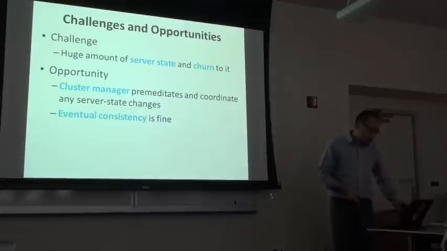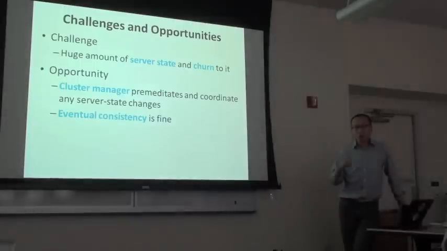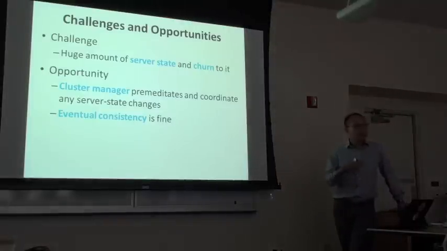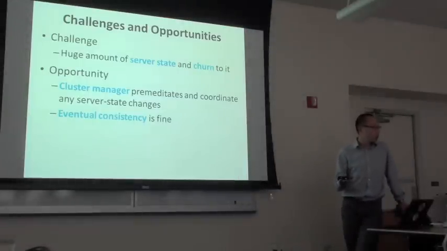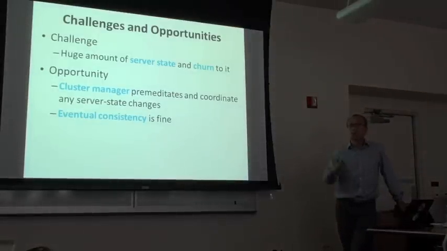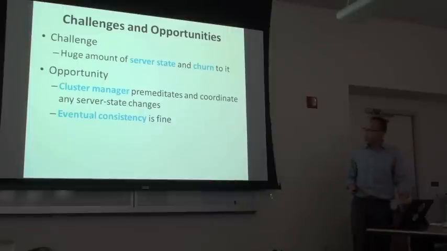There's another key opportunity here. Whenever these VMs' or servers' address or location changes, that information doesn't need to be known to all the other servers instantaneously or atomically, because networking protocols have retransmission mechanisms. They can tolerate some brief miss or loss of connectivity. So eventual consistency is fine. These two factors give us a lot of freedom.